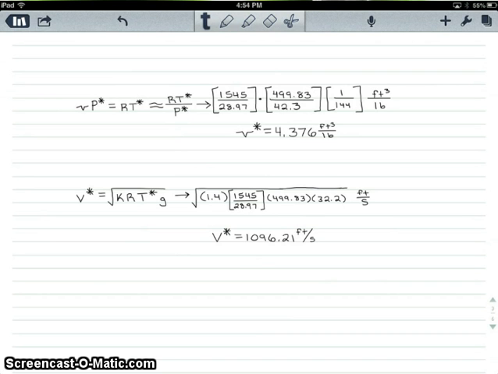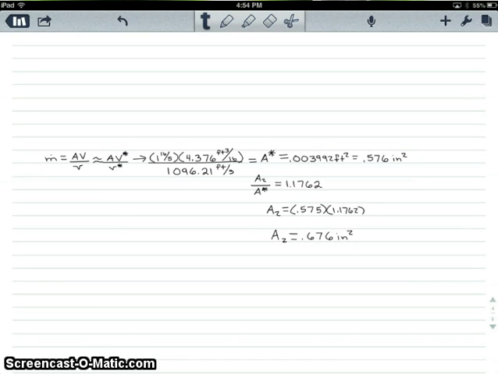Now, due to knowing the mass flow rate, we can use equation 4.4b to help us solve for the area of the throat. As we scroll down, you'll see that I've already solved the problem, and we plug in our initial values and do a little bit of math. So you see that 1 pound per second times 4.376 cubic feet per pound divided by 1096.21 feet per second is equal to the area of the throat, which is 0.003992 square foot, which is approximately 0.576 inches squared.